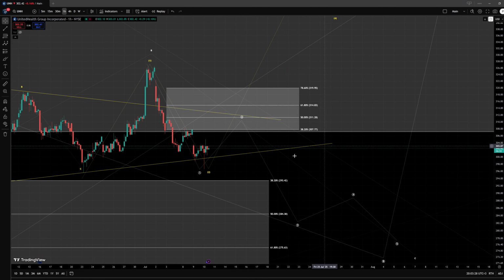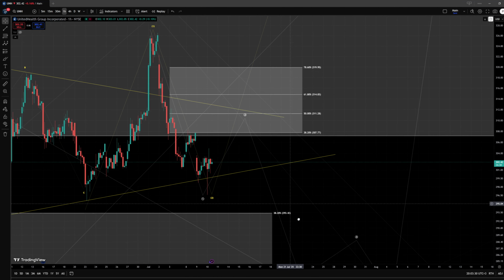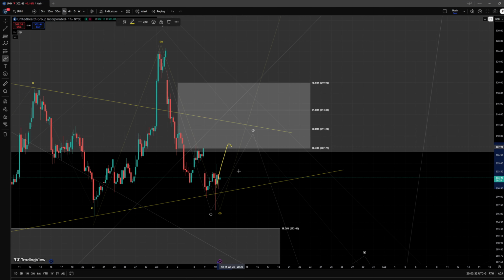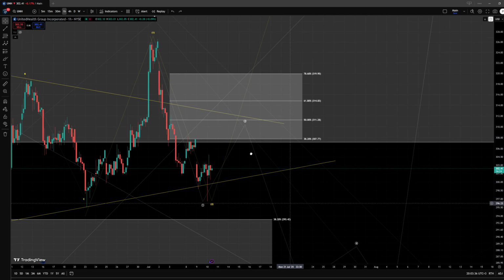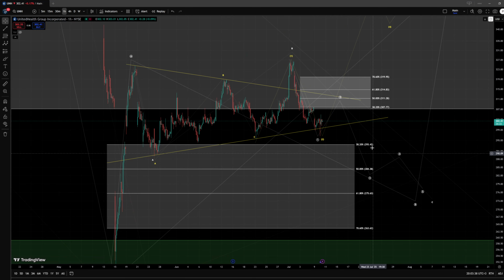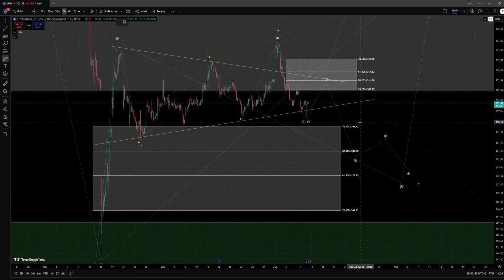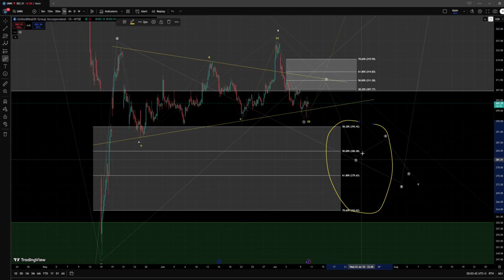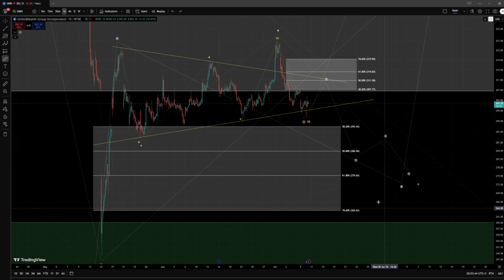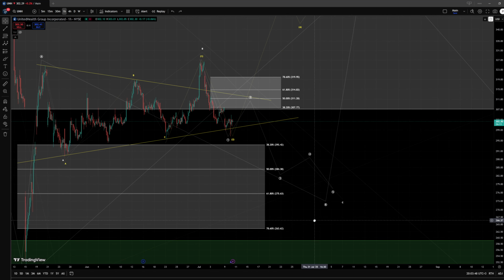So these are the levels I'm tracking. I am expecting continuation in this area, as I just said, but overall I still see the price going into the larger white support zone between $293.4 down to $263.6. So these are the levels. This is the trade setup.